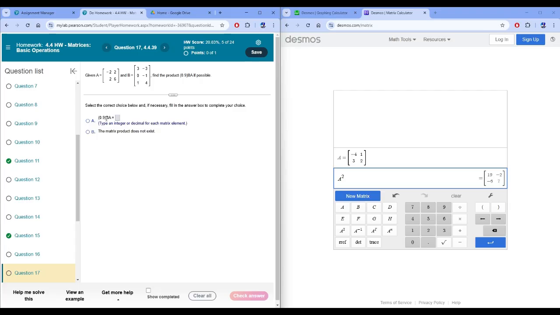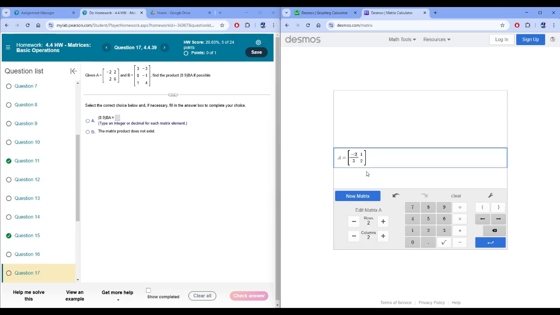Here, what's 0.9 times B times A? I mean, this is, my goodness. A is negative 2, comma 2, comma 2, comma 6. New matrix, which is going to be B, and it's a 3 by 2, so it's going to be 3, negative 3, 0, negative 1, 1, comma 4, and then hit enter.